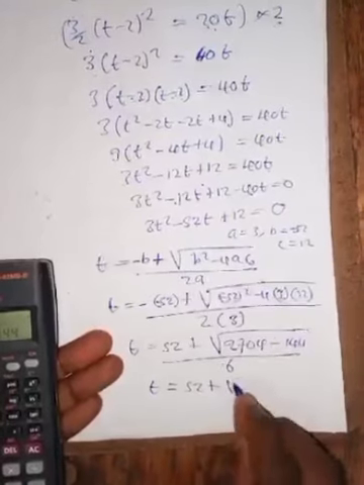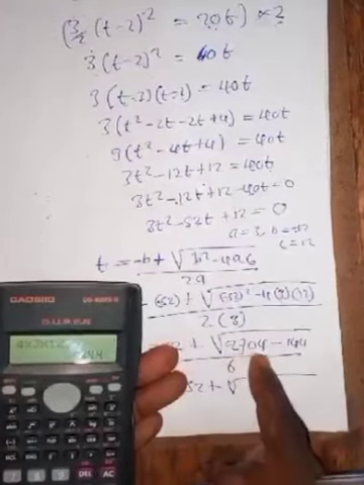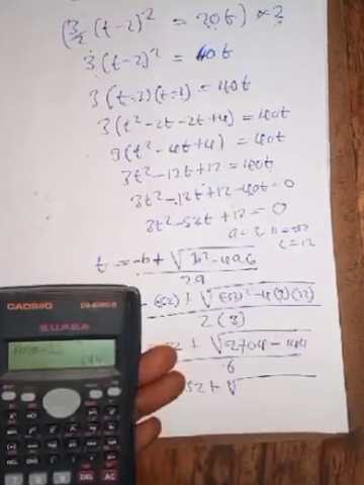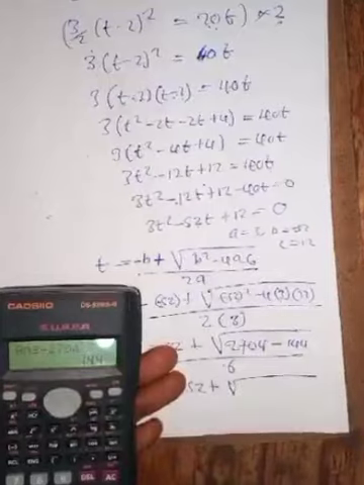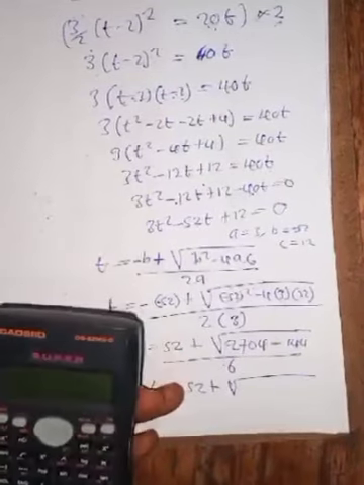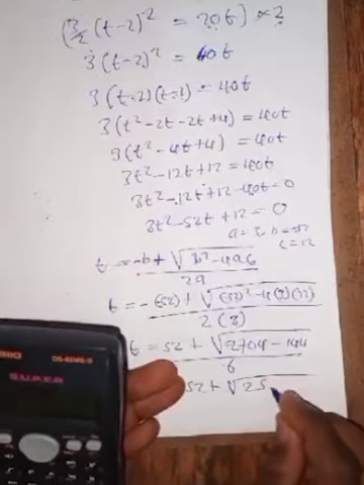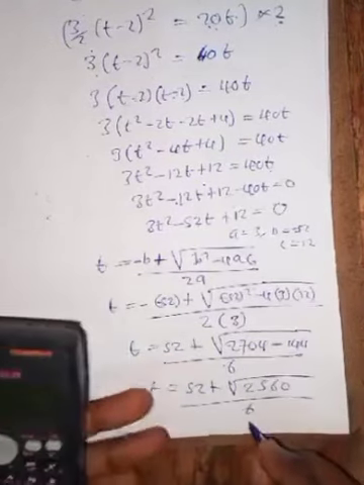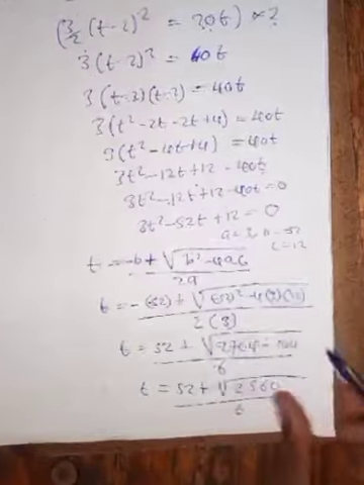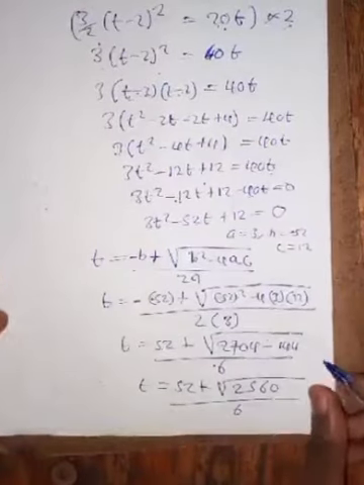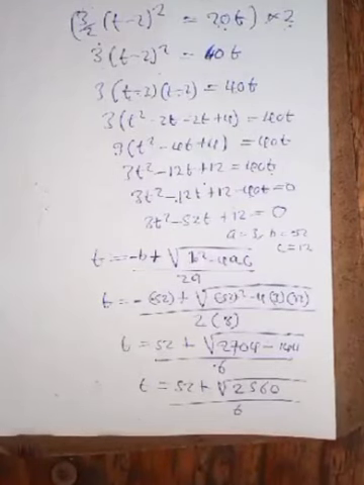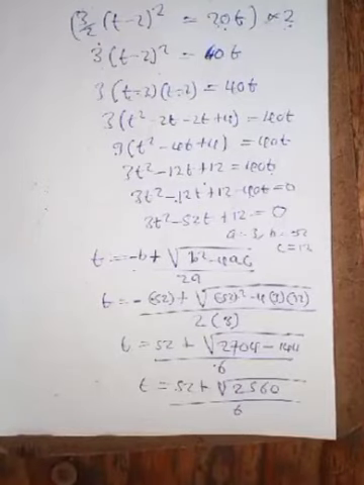Then we are going to have t is equal to 52 plus the square root of 2,704 minus 144. So 2,704 minus the answer, we are getting 2,560. 2,560 over 6. So let me bring a new paper. I think you are following. Follow what is happening, so that you are not behind.